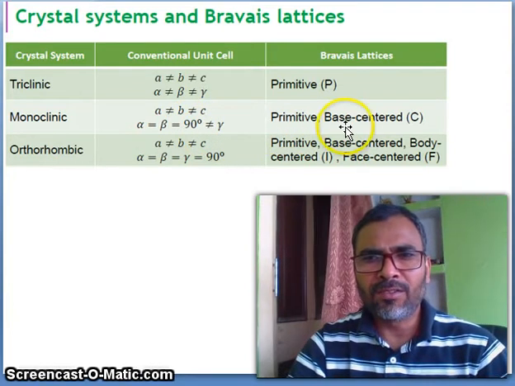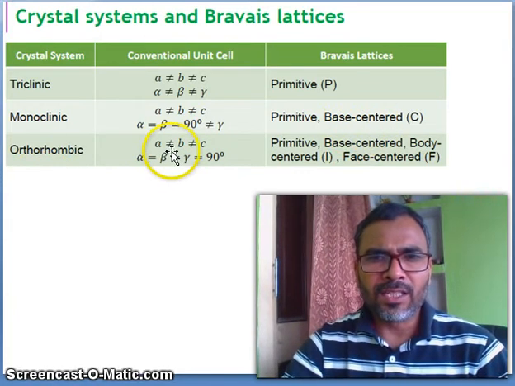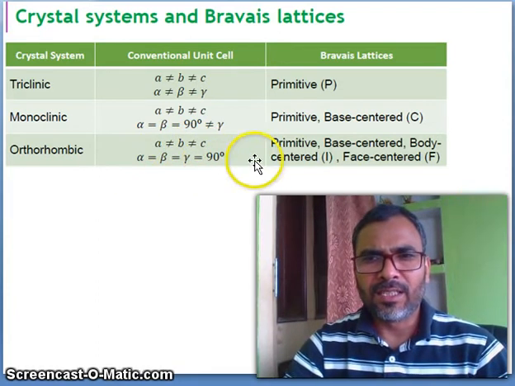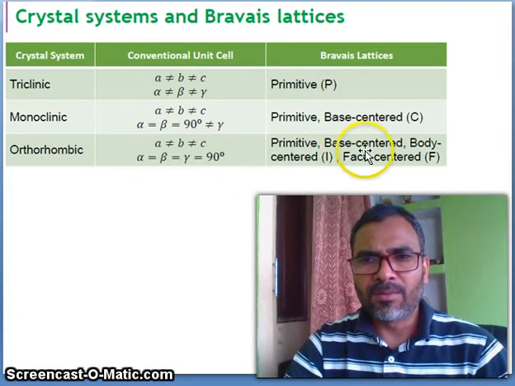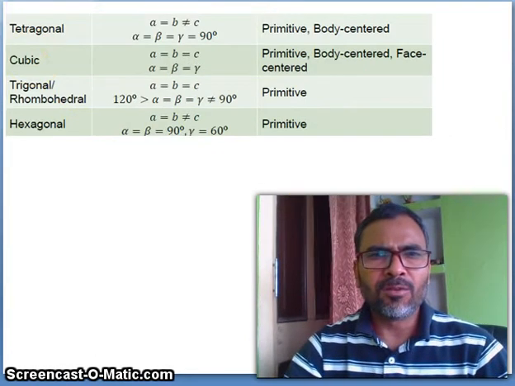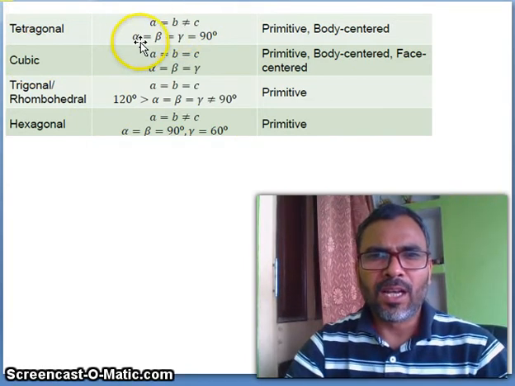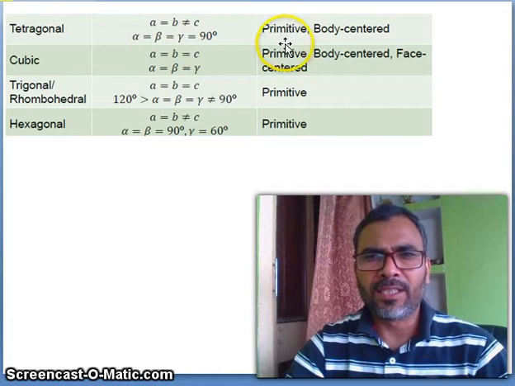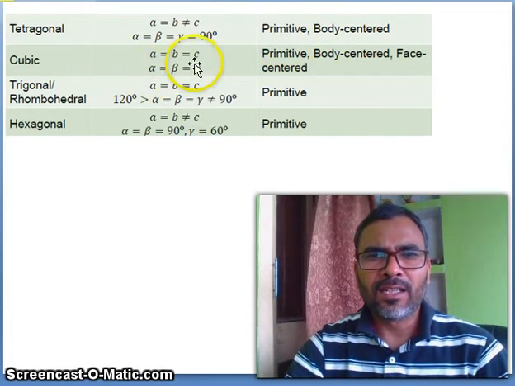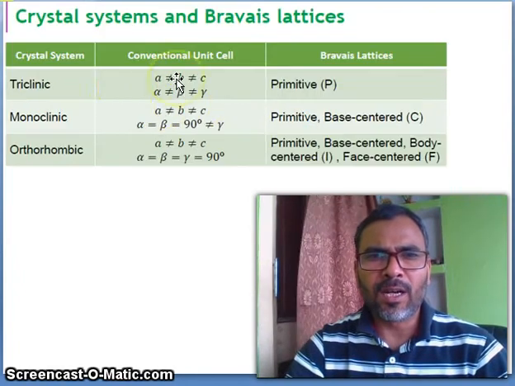Examples briefly: primitive or base centered. Orthorhombic: a is not equal to b is not equal to c, and alpha, beta, gamma are equal to 90 degrees. And this has primitive, base centered, body centered, and face centered. Now look at the tetragonal: a is equal to b, but b is not equal to c. Alpha, beta, gamma, all angles are 90 degrees. Primitive or body centered. Cubic, all are equal. So primitive, body centered, and face centered. Cubic is the opposite of triclinic.